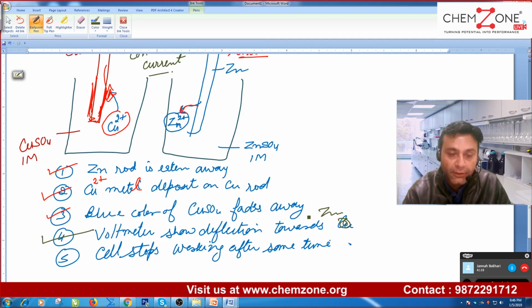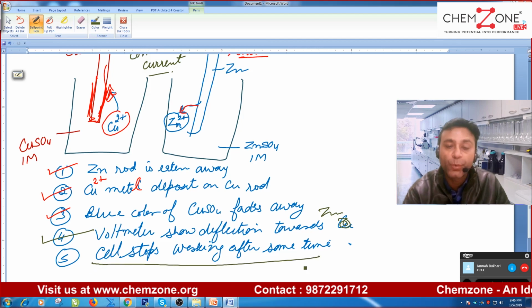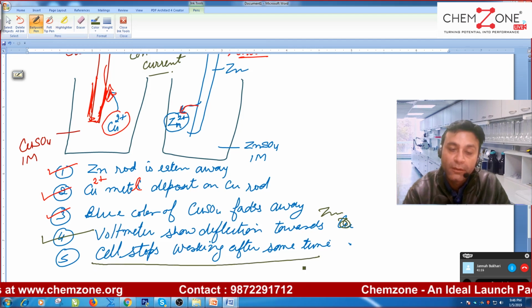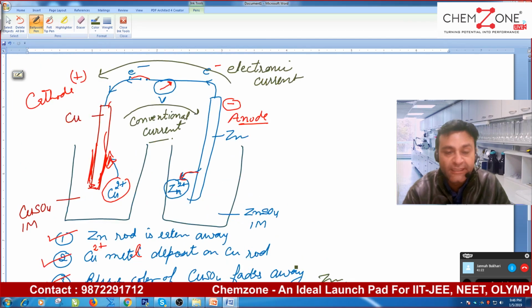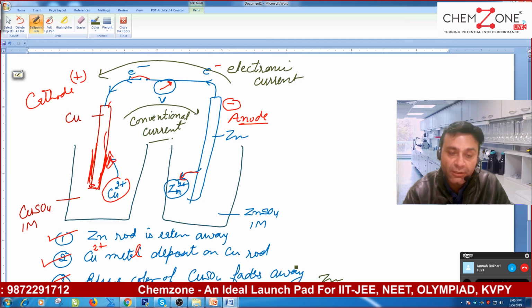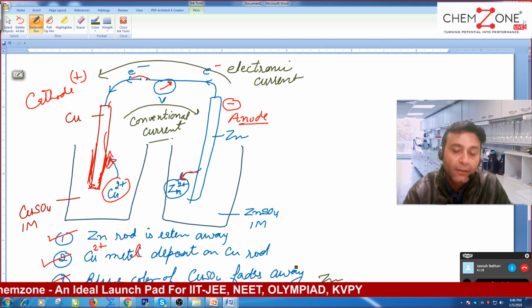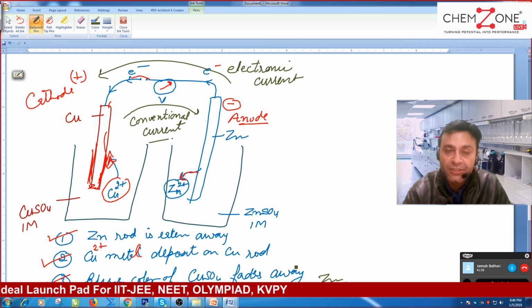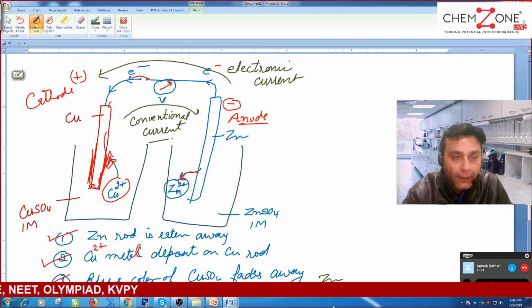Now the last point is very, very important here. Why does the cell stop working after some time? Our chemicals are not completely consumed. Our zinc rod is not completely oxidized. All the copper ions have not got deposited on the copper. But still the reaction stops. I will discuss why so.